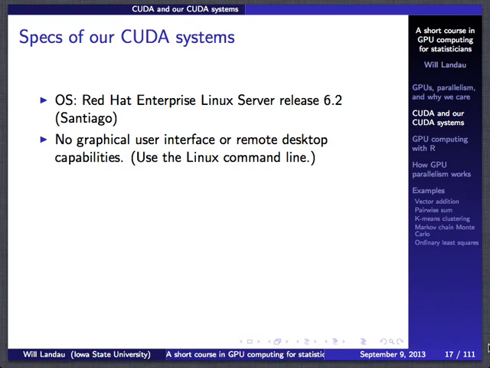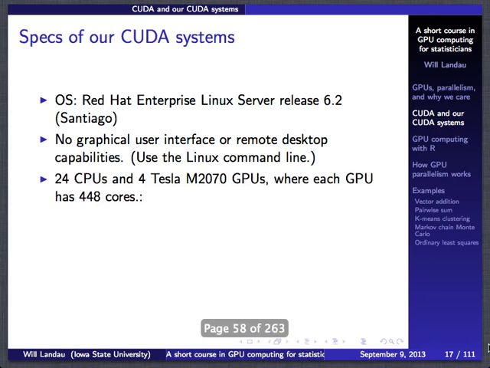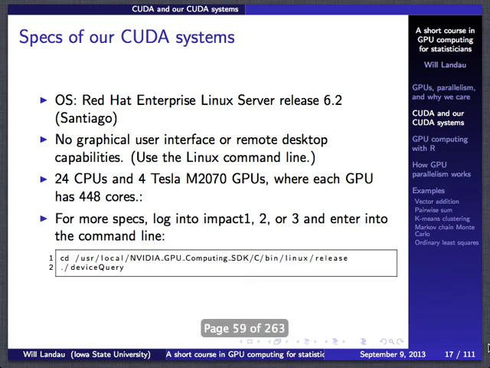We don't have a graphical user interface, so you're going to need to use the Linux command line. If you don't know how to use the Linux command line, you can talk to me. I could demonstrate a little bit today if you want to. Each has 24 CPUs and 4 Tesla M2070 GPUs. Each of those has 448 cores, each GPU. For more specs, you can log on to Impact 1, 2, or 3 and enter this: go to the NVIDIA Software Development Kit and then run device query.